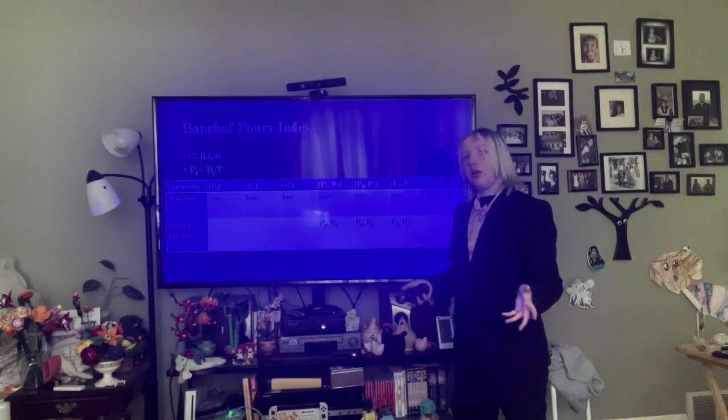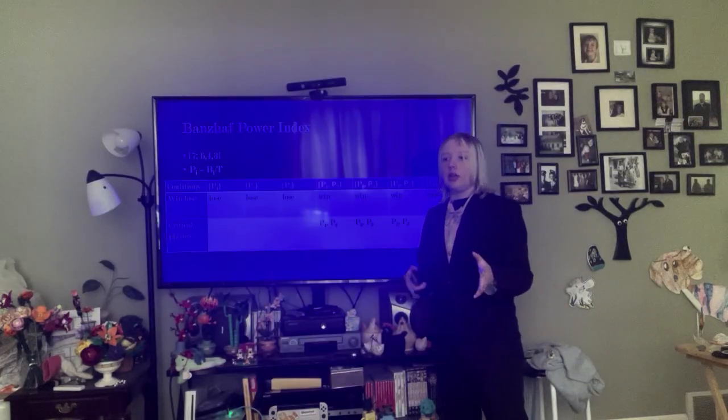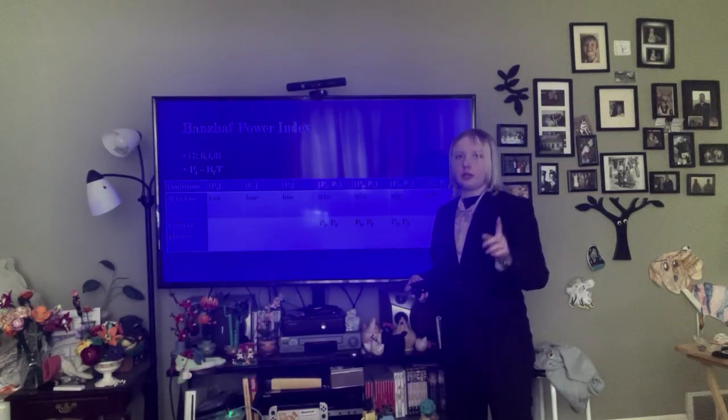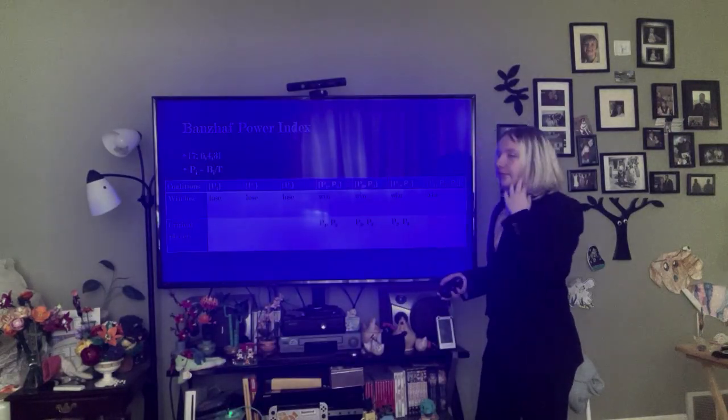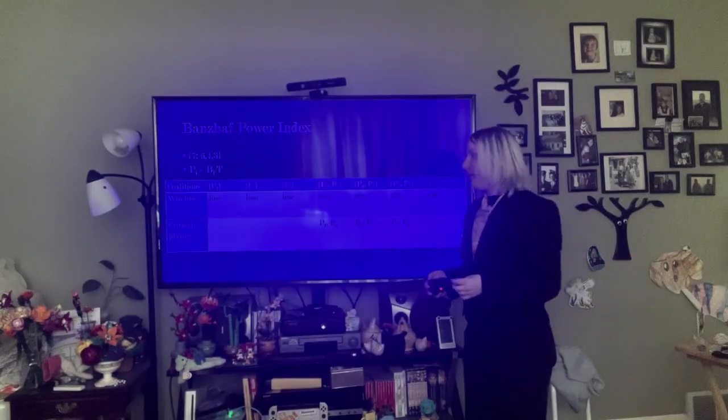This would mean that they all have veto power because they all have equal percentages. That's why this is really helpful. So, they all have veto power.